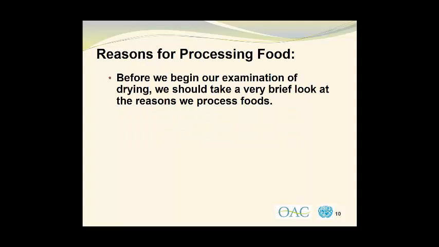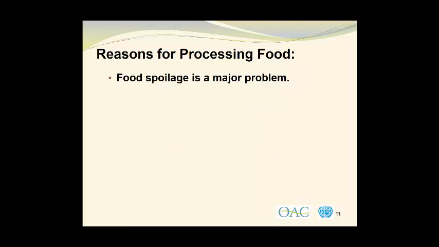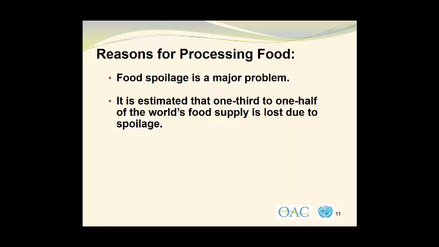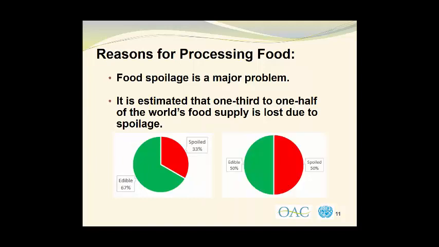Before we begin our examination of drying, we should take a very brief look at the reasons we process foods. We need to answer a number of questions in this regard. Of course, food spoilage is a major problem. It is estimated that 1/3 to 1/2 of the world's food supply is lost due to spoilage, and this is a tremendous waste of resources.